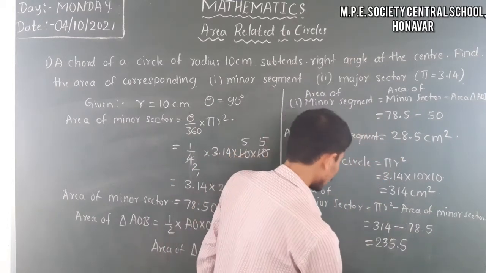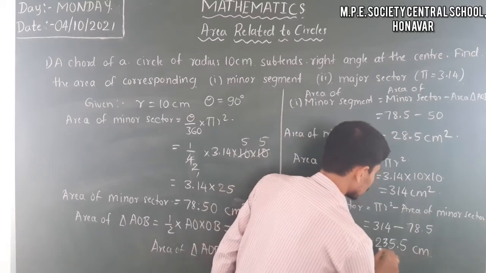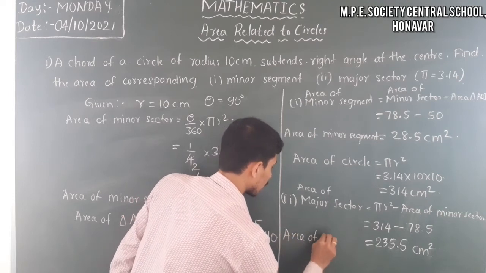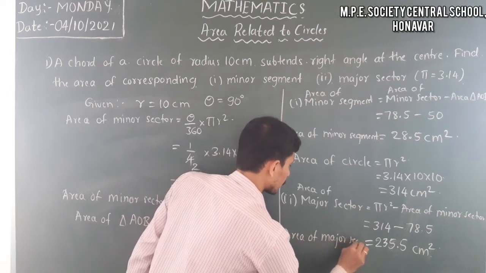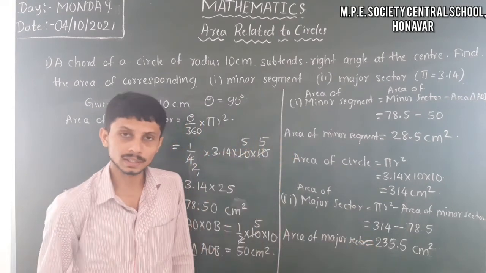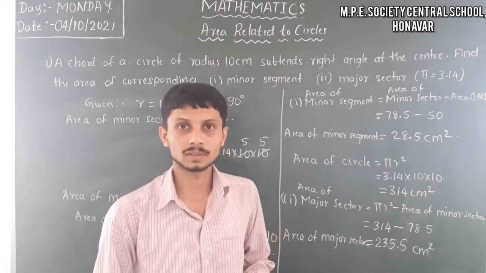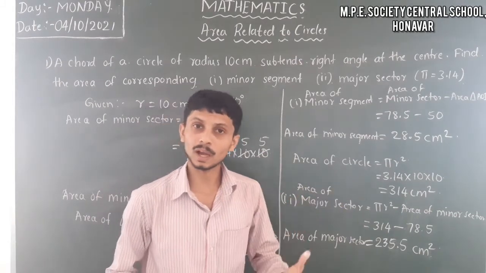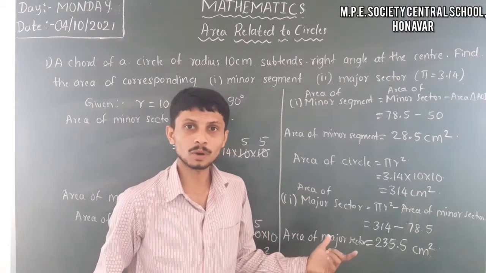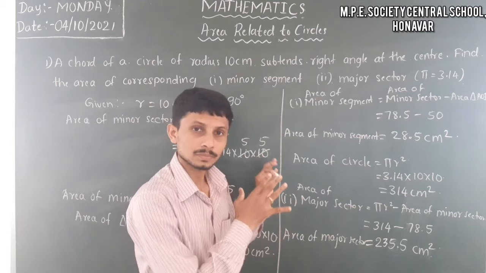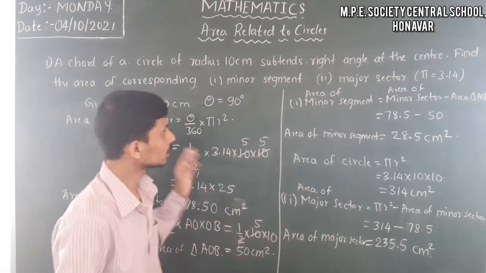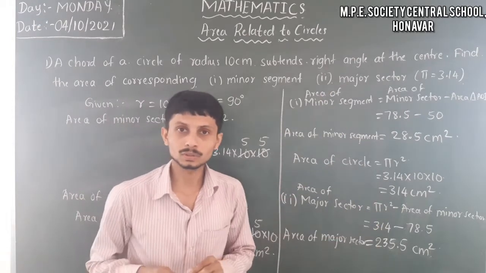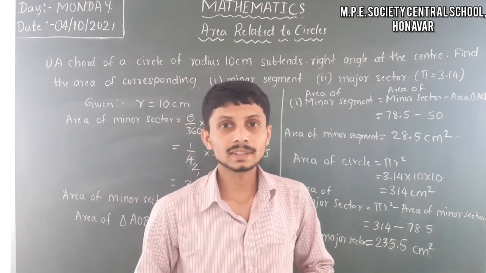So the area of the major sector is equal to 235.5 centimeter square. Yes, using the formulas you have to find out all these things, that is, what is required to substitute in the formula. That one we have to know, and then we have to solve these problems. I hope you understood this. So let us take the next problem.